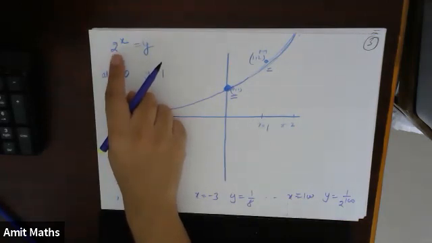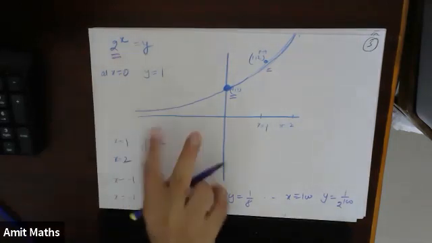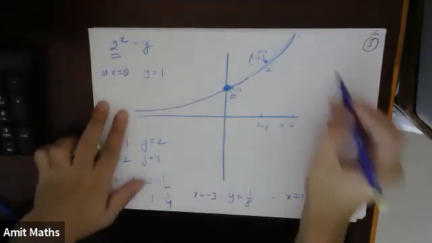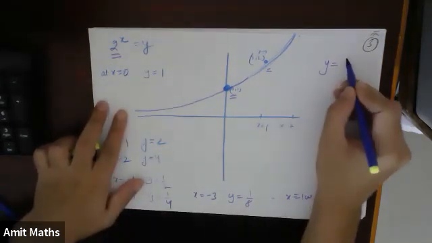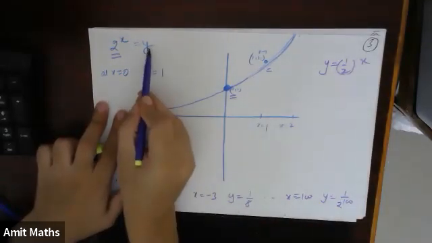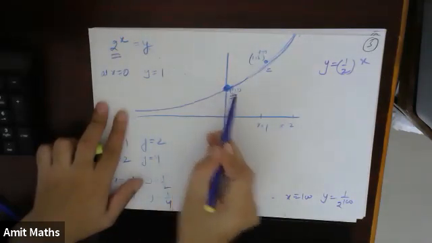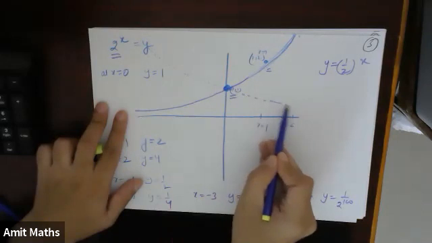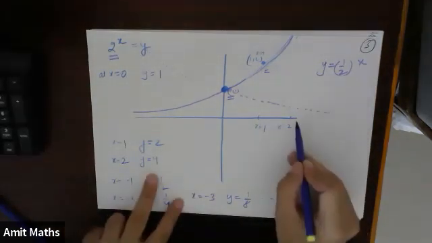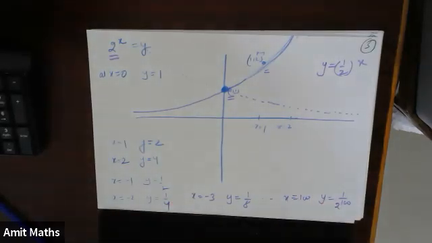Understood? So this will be the graph when the base is greater than 1. Exactly opposite will be the graph when the base is less than 1. Suppose I have to draw the graph of y is equal to 1 by 2 to the power x. The graph will become exactly opposite, just the inverted image. That means something like this. Understood? This also will extend and this will be like this. Okay, fine.